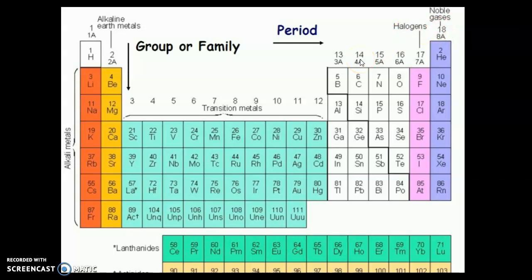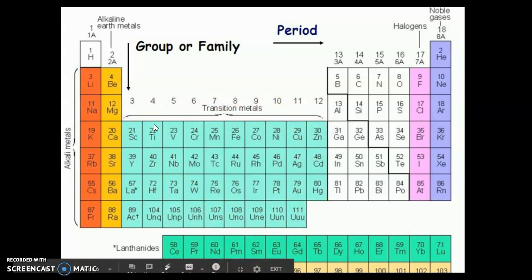Similarly, when the groups are categorized as A and B, this is mentioned as 1A and this is actually 3B. So 1A, 2A and then here goes 3A. So it continues from 3A to 8A, but here it starts as 3B, 4B and so on. So as I said, 1, 2 and then 13 through 18 are called group A, the representative elements. And starting from here are group B, which are called transition elements.